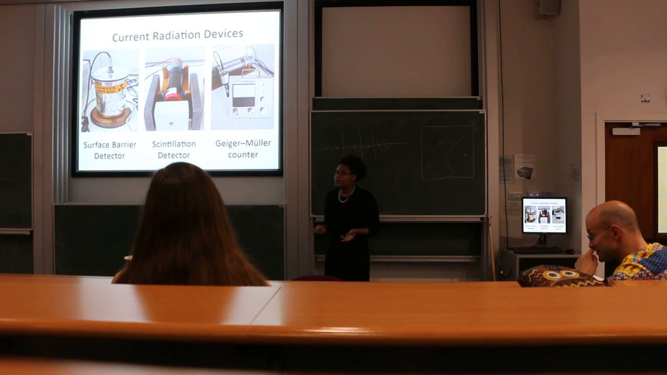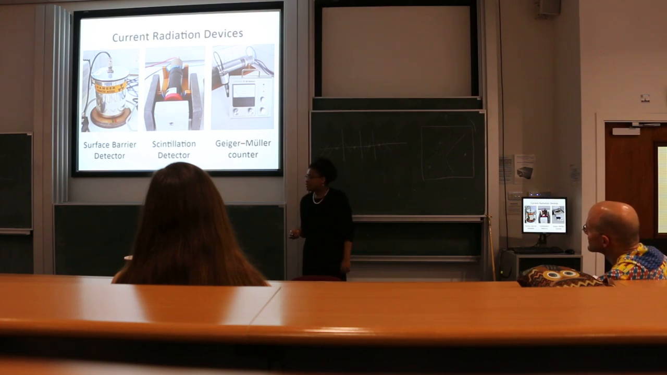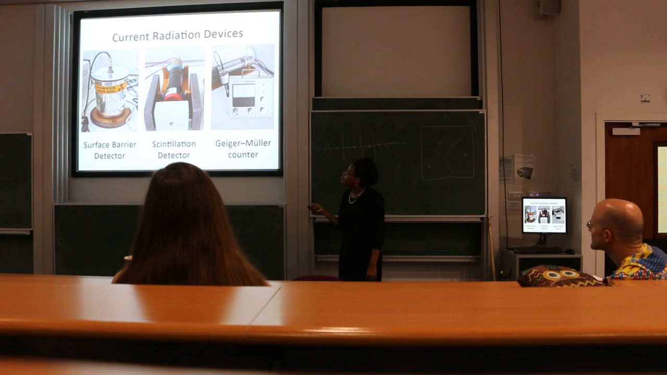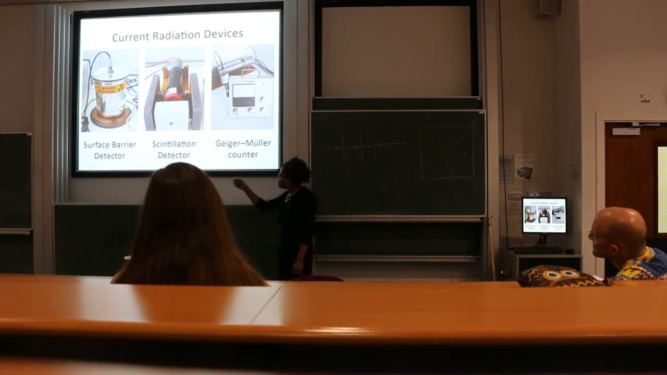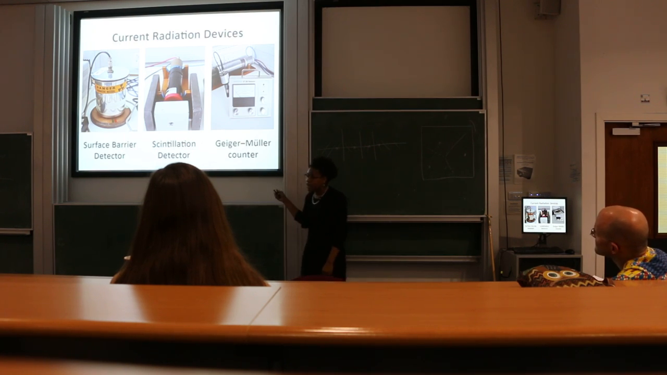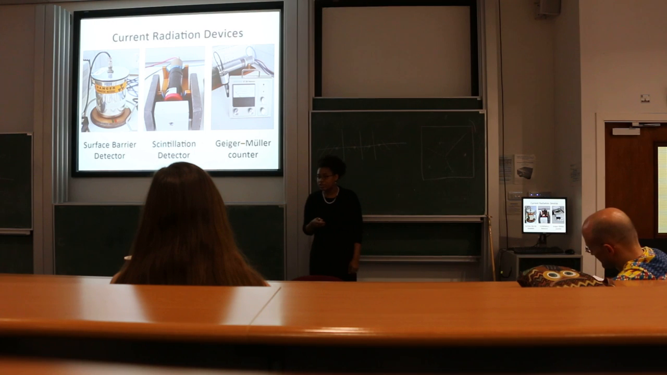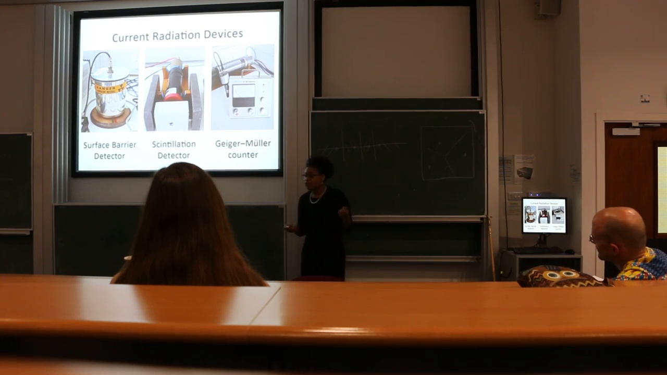So what have I been doing for the past few days and past weeks? I've been looking at the current radiation devices and what we have available in the lab. I want to truly understand each of these three devices. I started with the surface barrier detector, scintillation detector, and the Geiger counter. You've probably heard of the Geiger counter because it's a pretty common radiation device. It can detect radiation, but there's a con to that: it doesn't tell you what type of radiation it is. You can't tell if you have an alpha, beta, or gamma source. It'll just tell you the intensity.